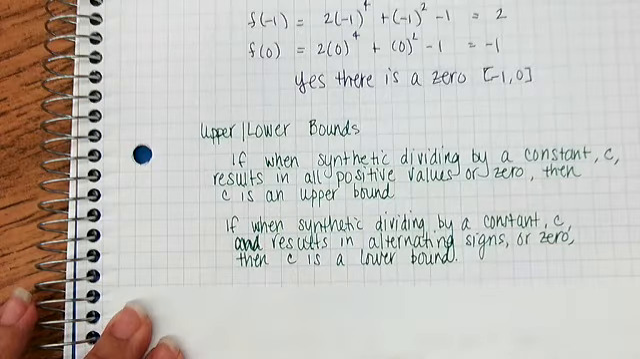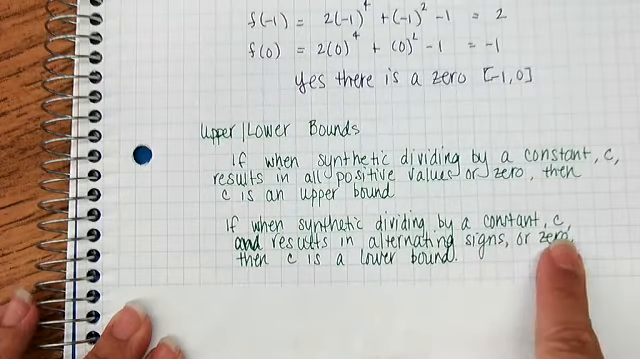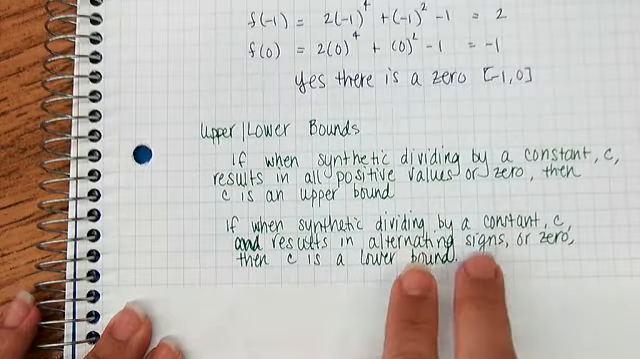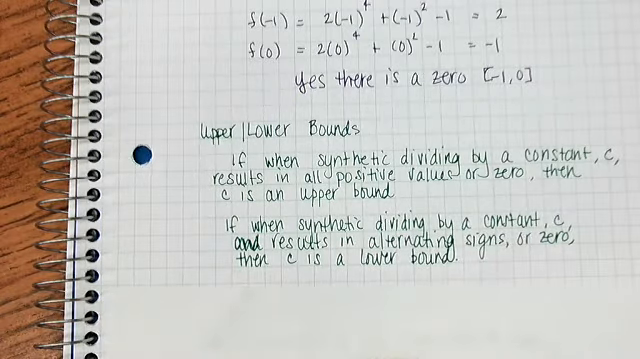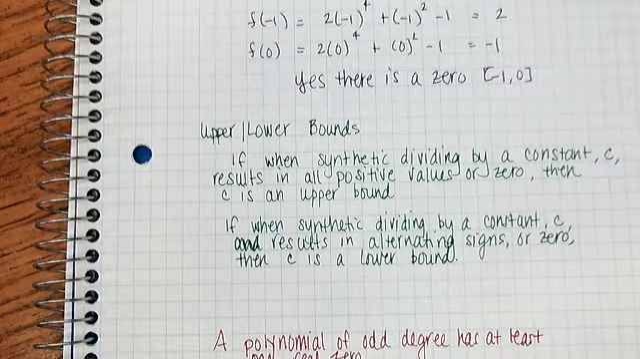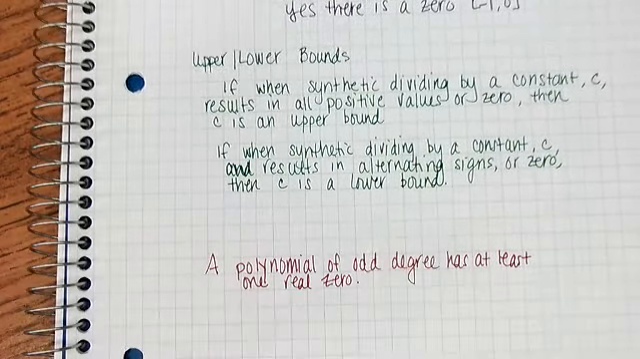I'll do an example. It'll make a lot more sense. And when you divide by some constant and it results in alternating plus, minus, etc., then C is considered a lower bound. And again, we will do an example of that in just a minute. Let's start with all the definitions and get it out of the way. Lastly, a polynomial of odd degree has at least one real 0.